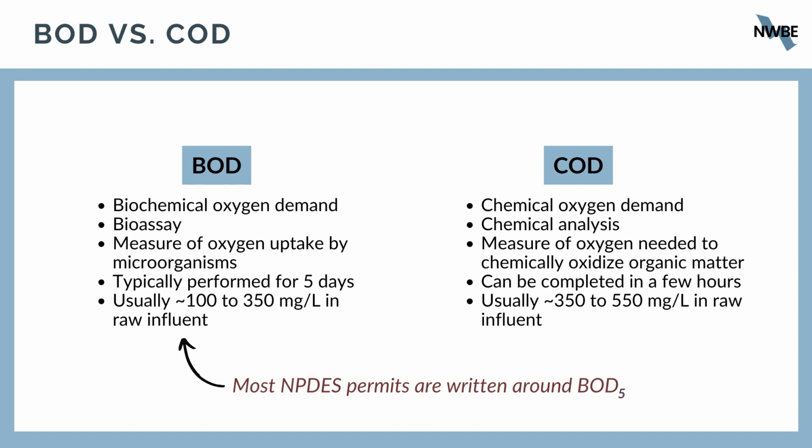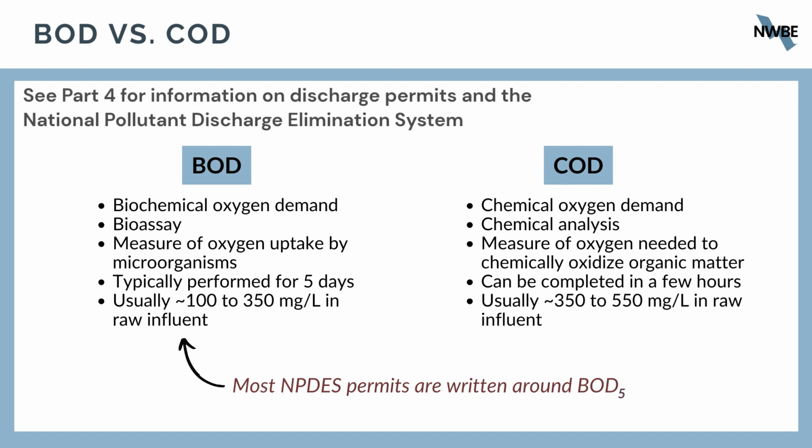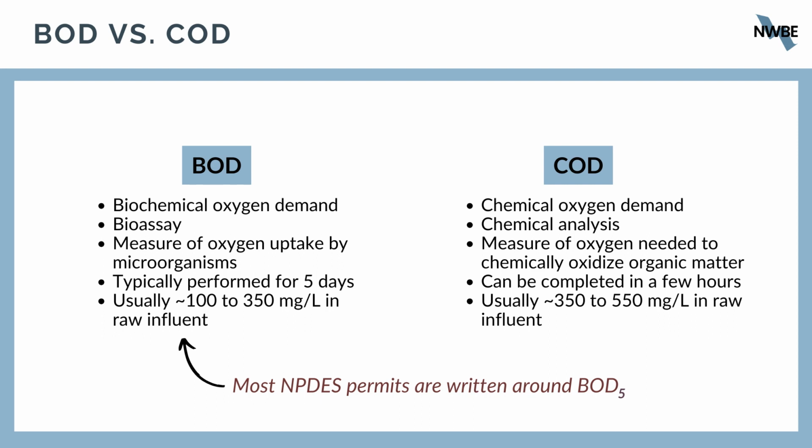Again, that's untreated wastewater. And as we talked about in part 4, most discharge permits are written around BOD, not COD, in the US at least. And most require that no more than 30 milligrams per liter of BOD be discharged into the receiving water on an average monthly basis. So TSS, BOD, COD, nitrogen, and phosphorus species can all be thought of as conventional water quality parameters.